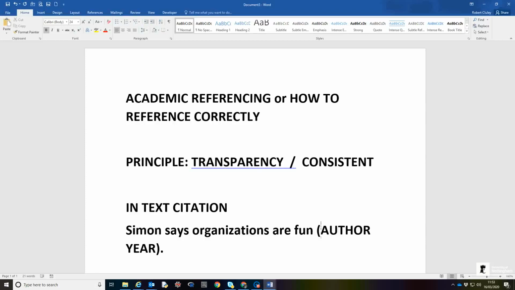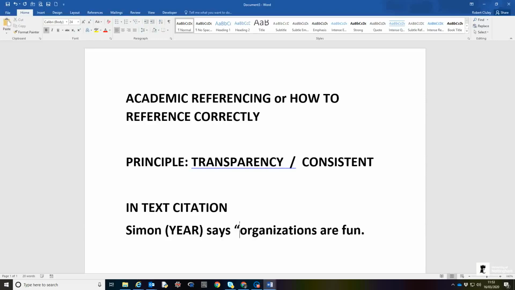Now here's where referencing starts to get tricky, because if your sentence is Simon says organisations are fun, well, we already know the author because it's Simon. And what we commonly do is then put the year next to his name. The reason we do that is because if we have more than one author in a sentence, or if Simon writes several texts, we want to make sure that we know which text we're referring to at any given point.